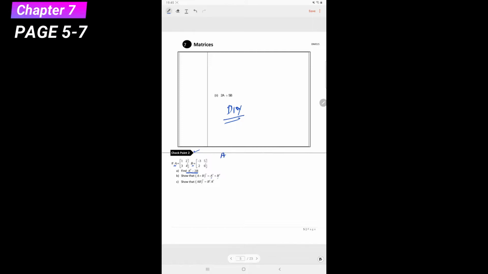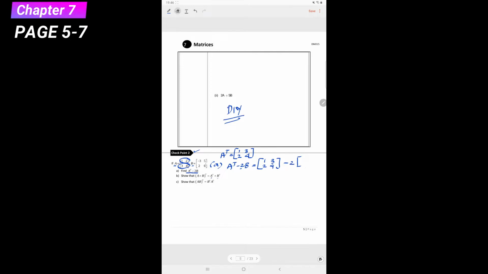Okay, so first we need to find AT. What is AT? Let's look here. We have first row 1, 2 is gonna be the first column for A transpose. 3, 4, the second row for A is gonna be the second column for AT. Okay, interchange like that. So AT minus 2B is actually equal to 1, 2, 3, 4 AT minus with 2B. 2B means that we need to multiply 2 with B. Darab dulu 2 dengan B.